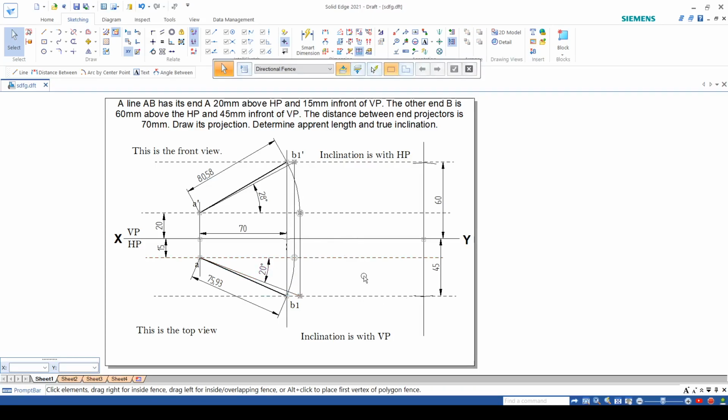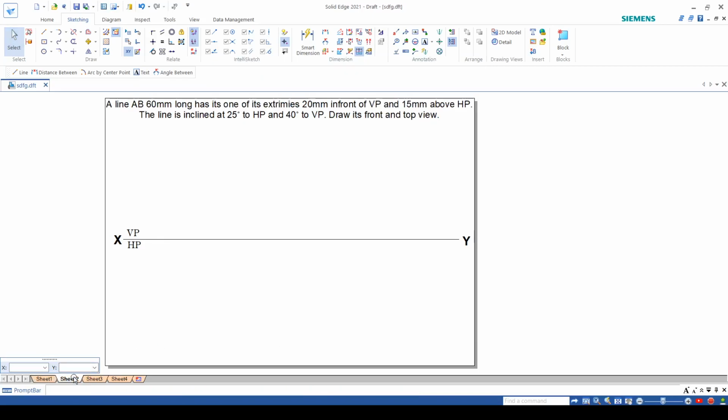Just don't write these two lines in the exam. Just determine the apparent lengths. So the apparent lengths are this and this. Just name them A, B, C, D, and this one alpha, beta. A is equal to this, B is equal to this, alpha is equal to this, and beta is equal to this. Okay, now the second question.